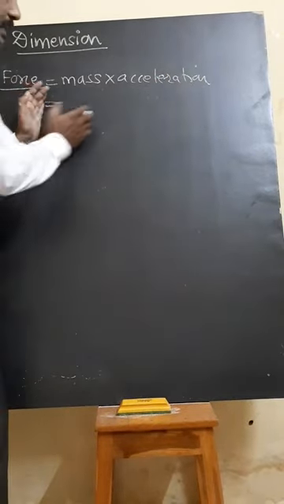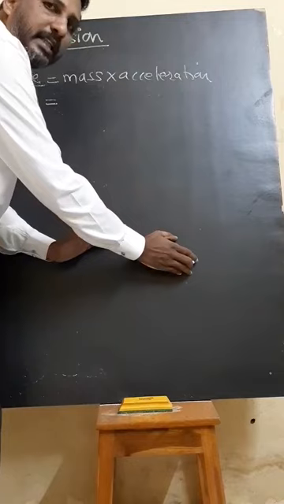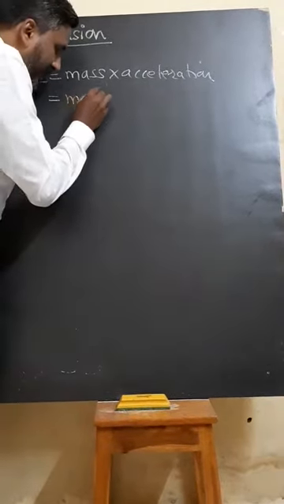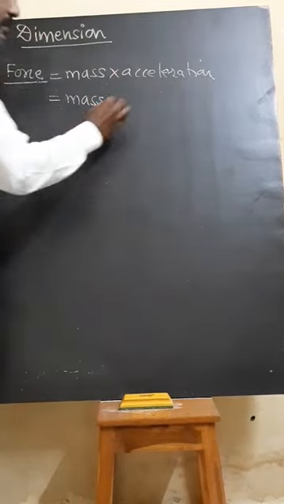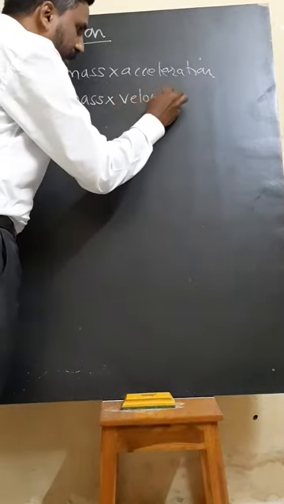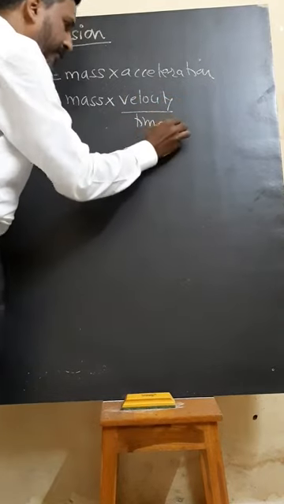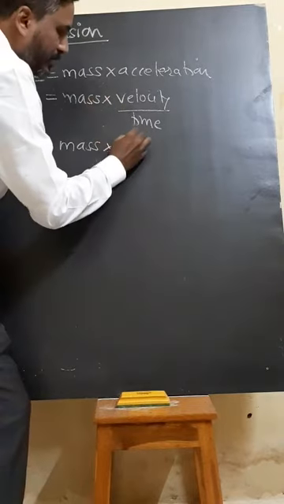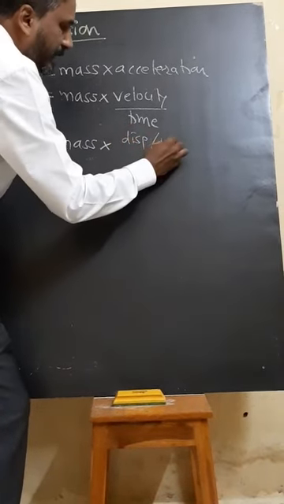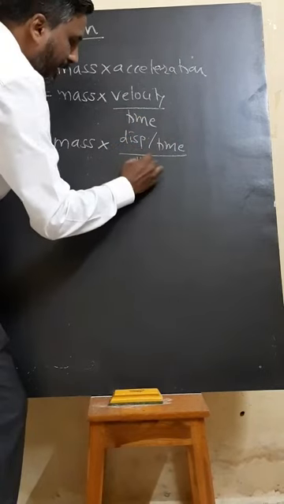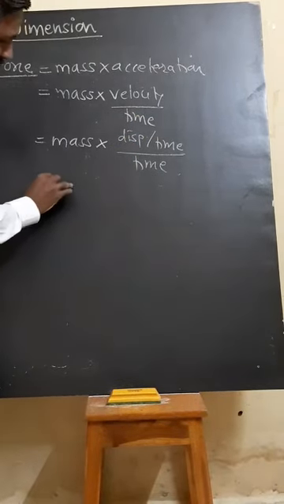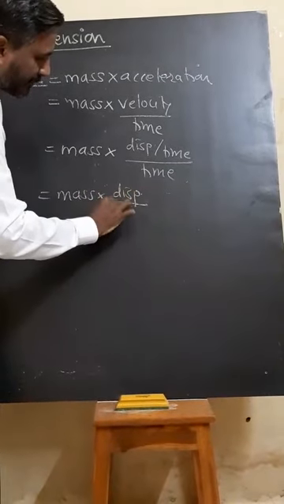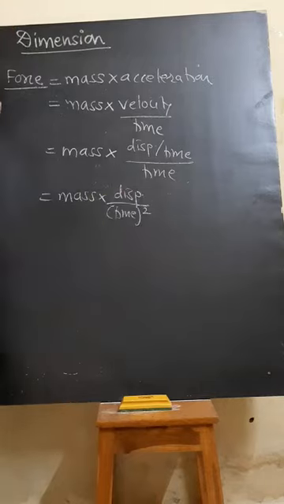Means until the fundamental physical quantities appear here, my splitting of this force will not be complete. So mass, I kept mass as it is. Acceleration, everyone knows, is velocity upon time. Again mass as it is, because it is a fundamental. Velocity is nothing but displacement upon time, and the earlier time as it is, so it becomes like this. So again mass into displacement divided by time square.